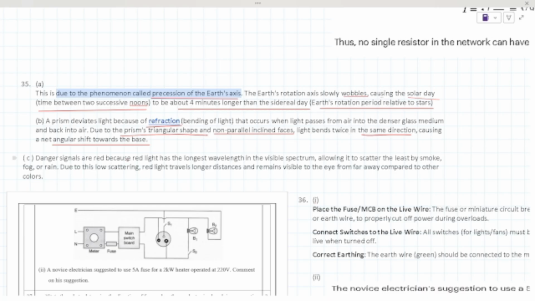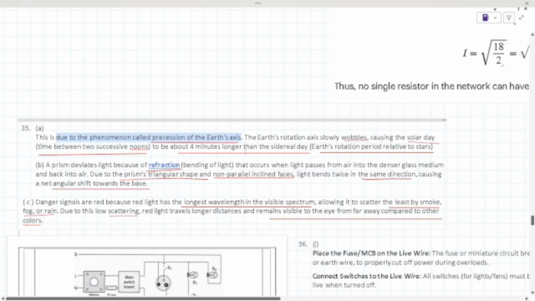Danger signals are red because red light has a longer wavelength, so it is better visible through smoke, fog or rain. Due to this, red light travels longer and reaches the eye from far away than the other colors.